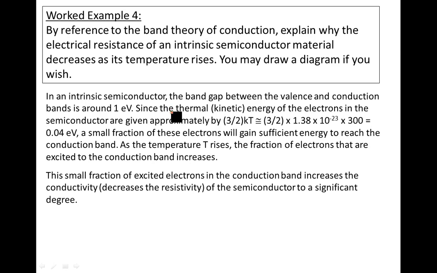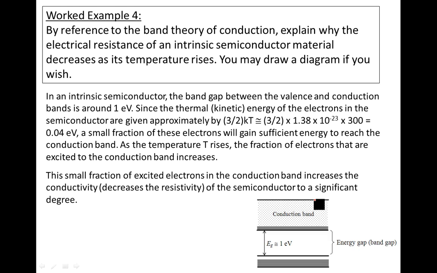So here, the answer once again: in an intrinsic semiconductor, the band gap between the valence and conduction bands is around 1 eV. Since the thermal excitations in the semiconductor are given to be around 0.04 eV, a small fraction of these electrons will gain sufficient energy to reach the conduction band. As the temperature rises, the fraction of electrons that are excited to the conduction band increases. This small fraction of excited electrons in the conduction band increases the conductivity of the semiconductor significantly and hence reduces the resistance.